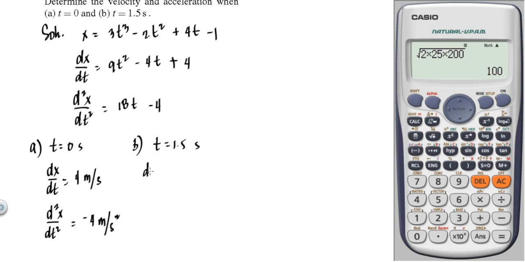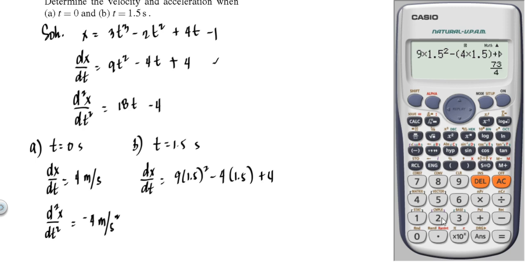Ganun din. So, we have dx over dt equals, let's use this for the velocity, 9 times 1.5 squared minus 4 times 1.5 plus 4. Okay, kasyo na lang natin to. Medyo mahirap nang isipin. Sige. So, we have 9 times 1.5 squared minus 4 times 1.5 plus 4 equals, there, 18.25. dx over dt is equal to 18.25. Yes, sir. Yun. So, this is the velocity.